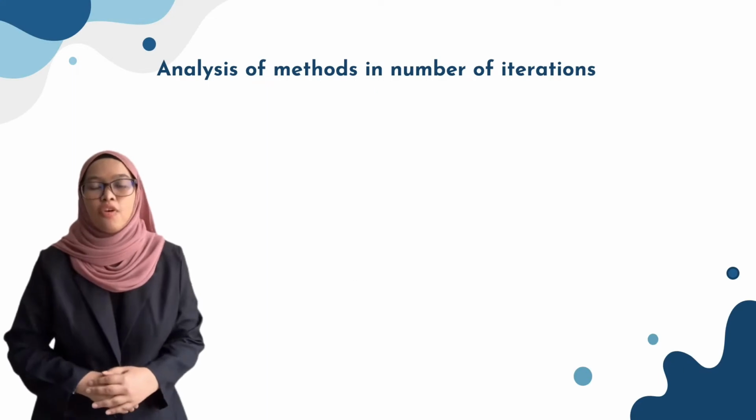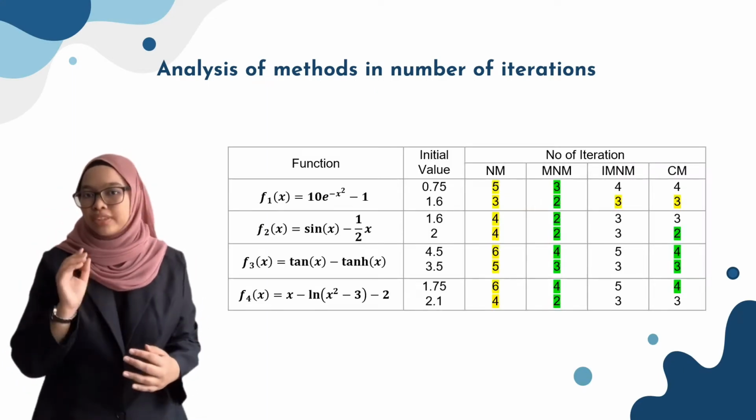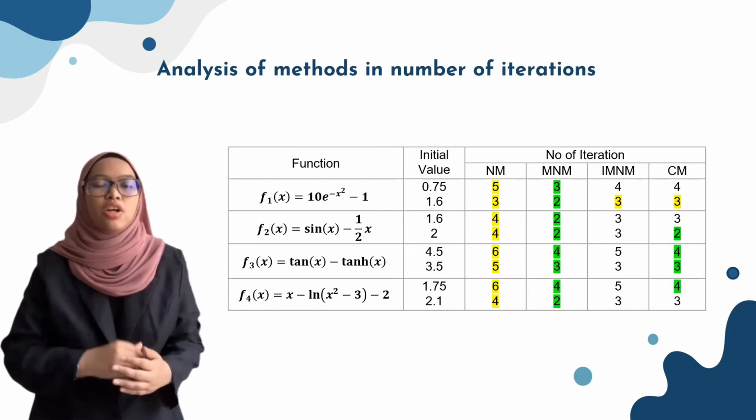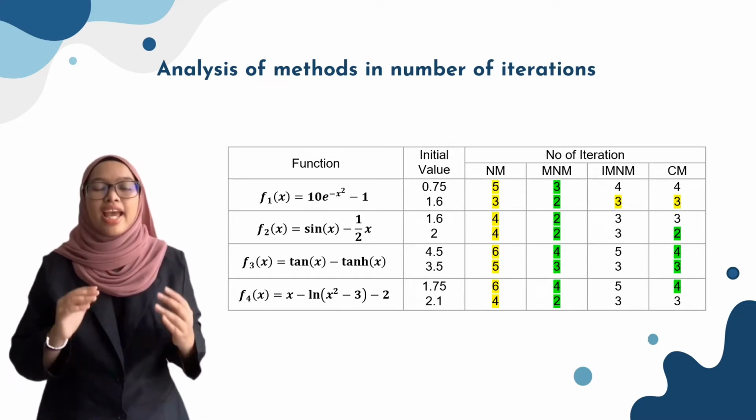Next, analysis of method in number of iterations. The green color in this table means that it has produced fewer iterations, and it shows that the midpoint Newton method requires fewer iterations compared to other methods. It means that the midpoint Newton method can be utilized successfully and efficiently.